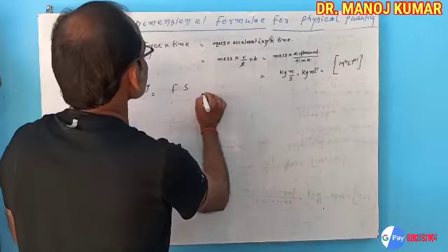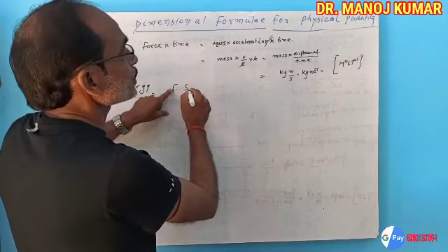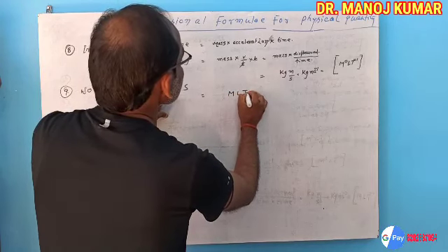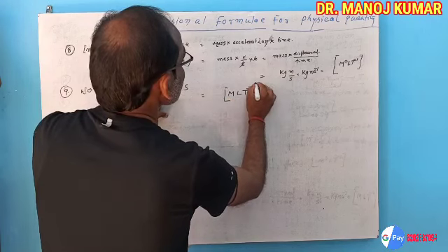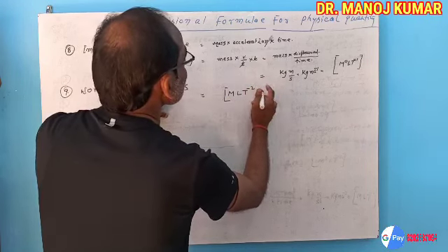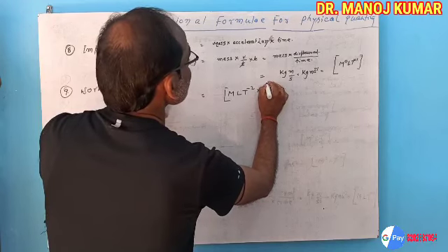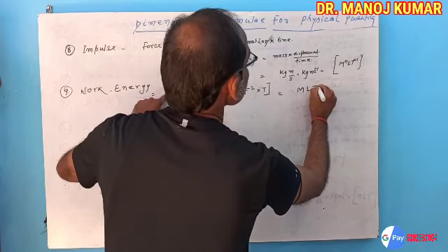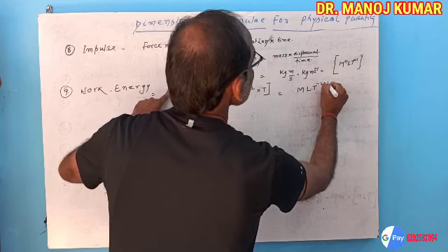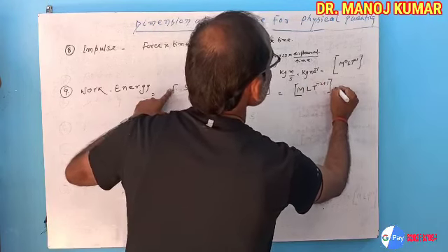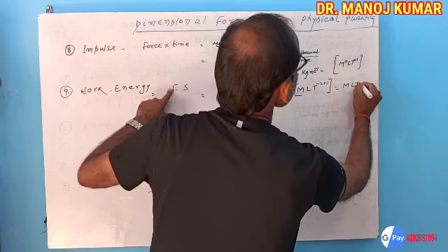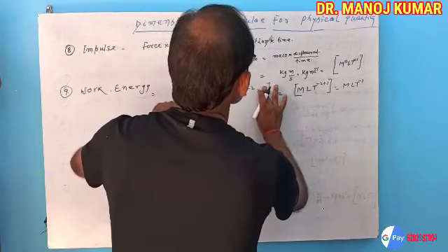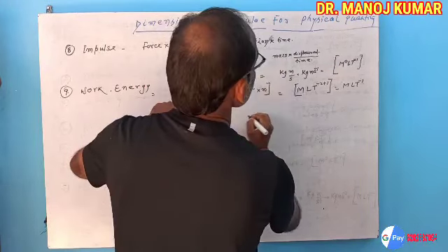distance. Therefore, the dimension of force is M L T minus 2 into T, that is M L T minus 2 plus 1, that is M L T minus 1. Distance, M.